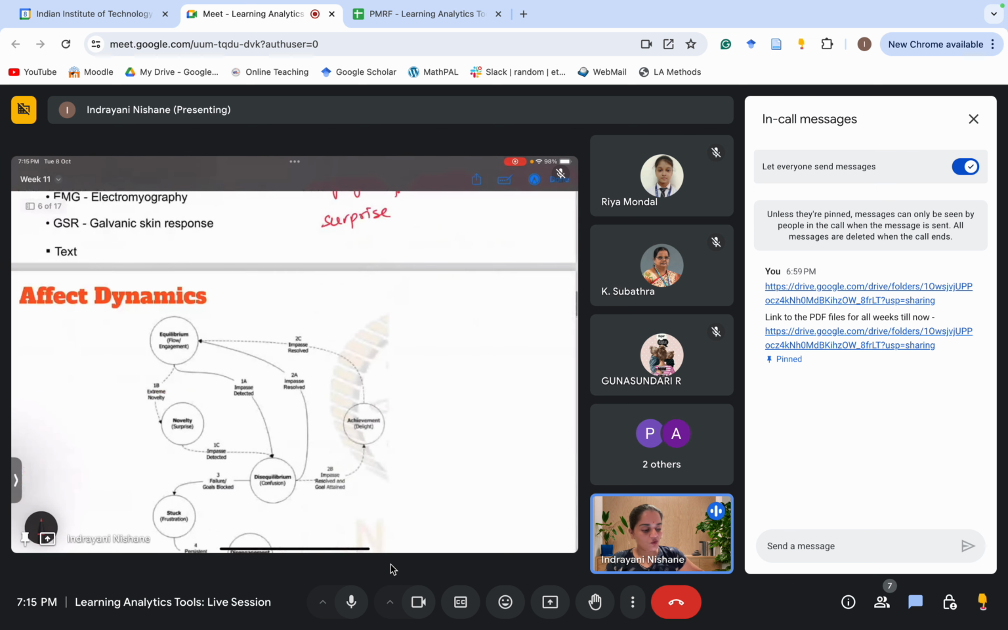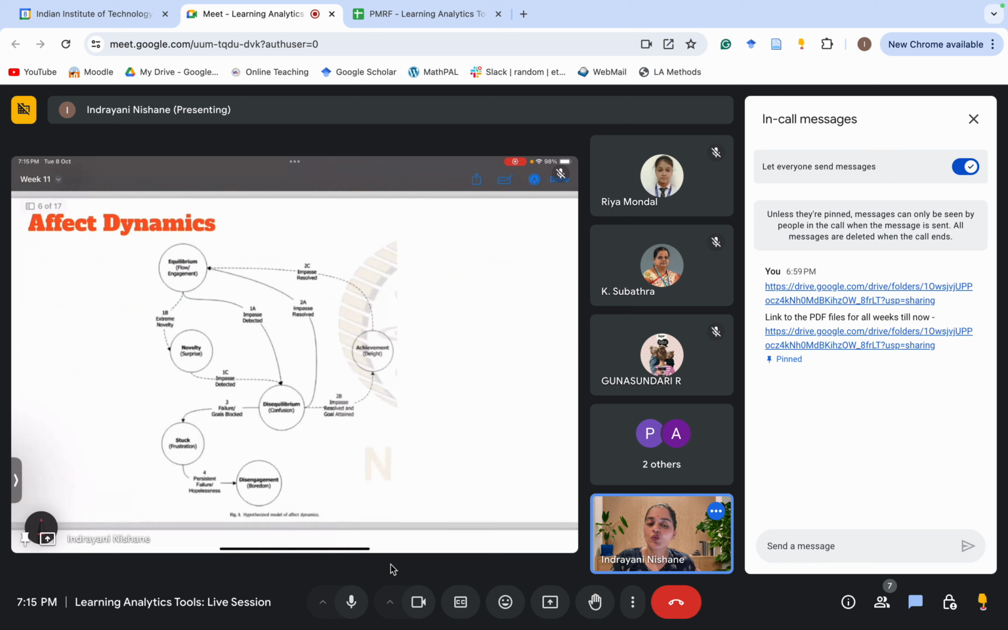Now, coming to how affect dynamics works in the teaching-learning scenario. In the beginning of the lecture, or when any new task is beginning, students are generally engaged, and there is a sense of equilibrium. What the teacher is saying, they are understanding. So this equilibrium, or flow state, is observed in the beginning of the lecture or classroom session.